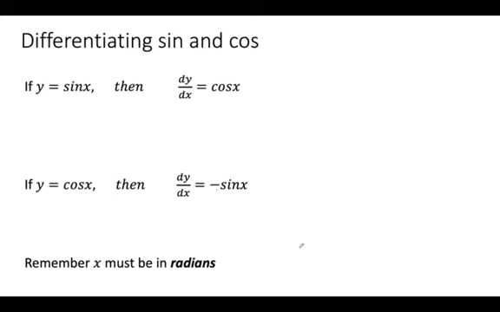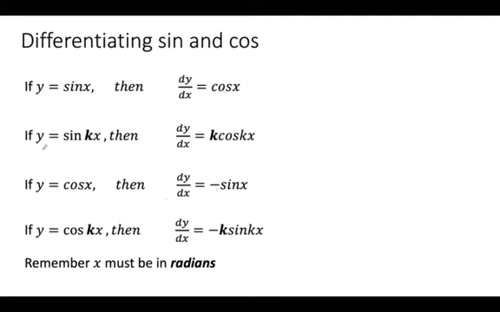Similarly, we carried on and we saw that if y equals sine kx, then dy dx equals k cos kx. So for example, if y equals sine 4x, then dy dx will equal 4 cos 4x. And the same for cos. If y equals cos kx, then dy dx equals minus k sine kx.